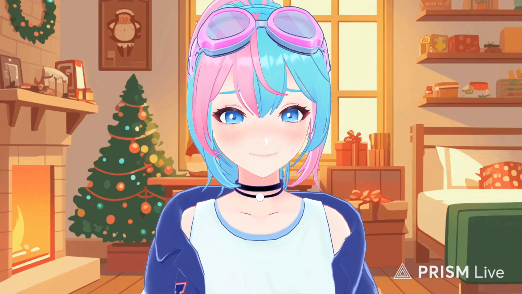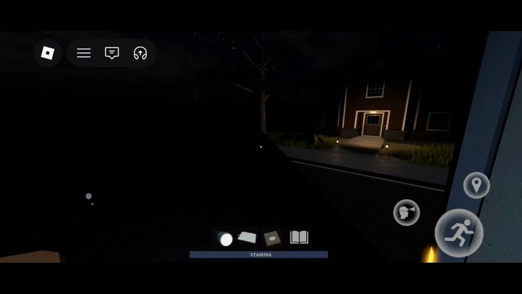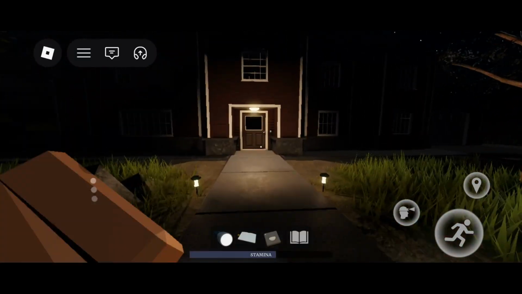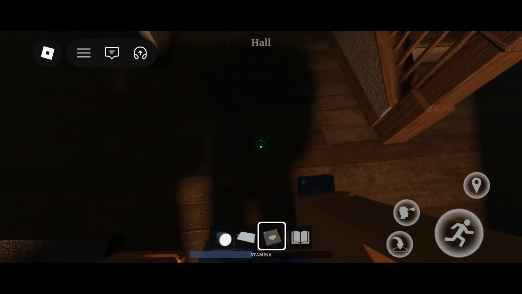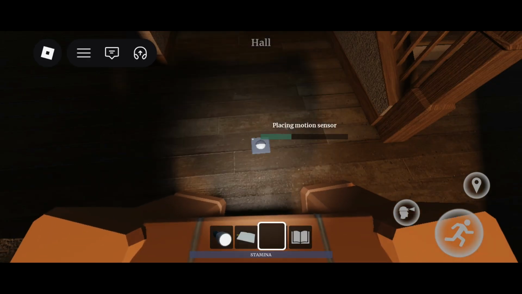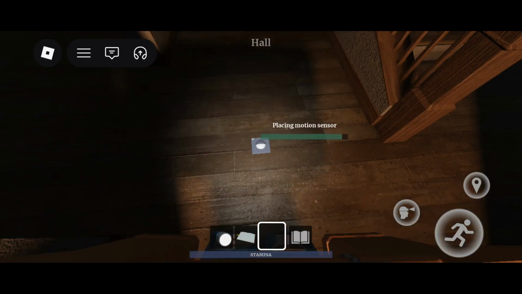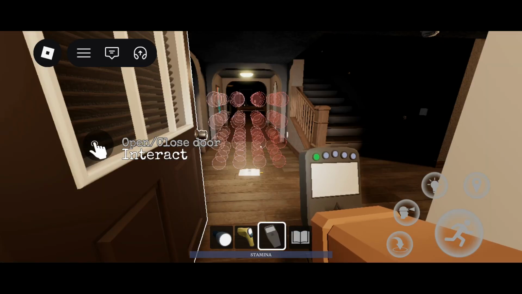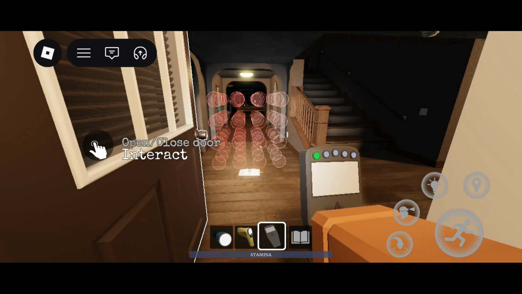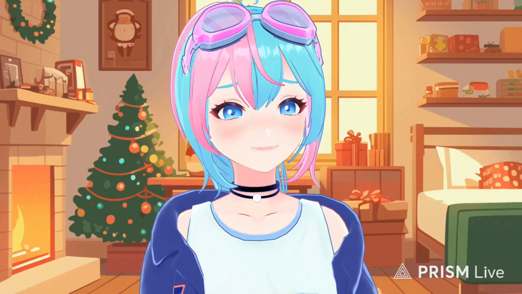Now Amy wants to talk about the equipment that you're gonna use to find evidence, to collect evidence, anything like that. So the first one is the motion sensor. Put down the motion sensor in the pathway where the ghost is most likely to walk through. Okay, please remember that.